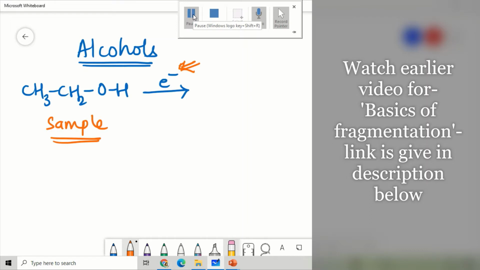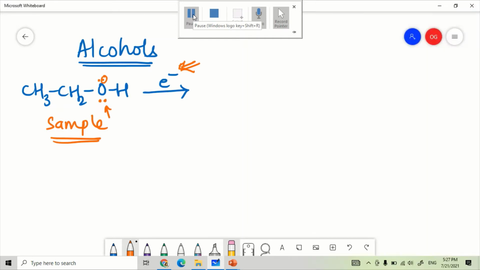In this case I see this electronegative oxygen over here, with these lone pairs of electrons on it. So during this collision one of the electrons from these lone pairs can be removed. Suppose one of them is going away, let us assume that this electron is now going away because of the collision with this electron beam.